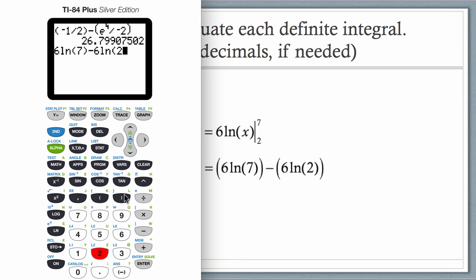You could also take your antiderivative by pulling out that 6, factoring that out, and then finding the difference between the natural logs. It really doesn't matter. It's just a little extra typing. I get 7.51657, which is 7.517.